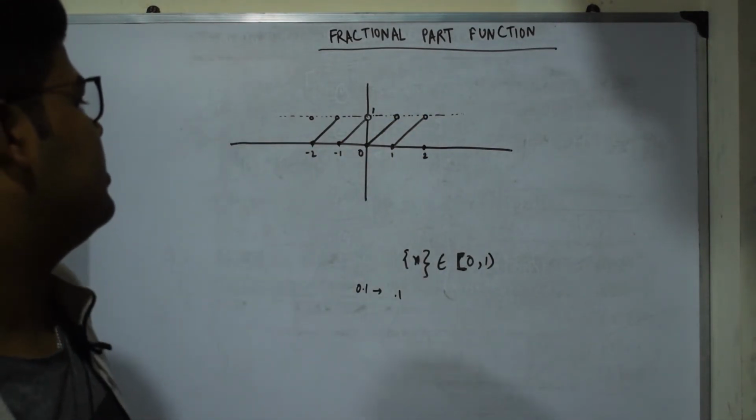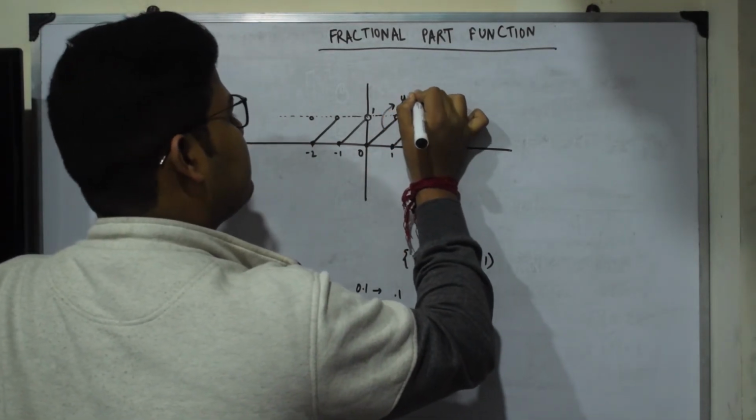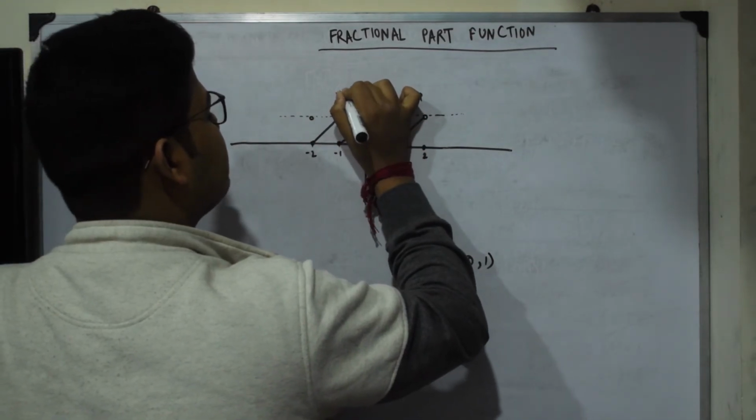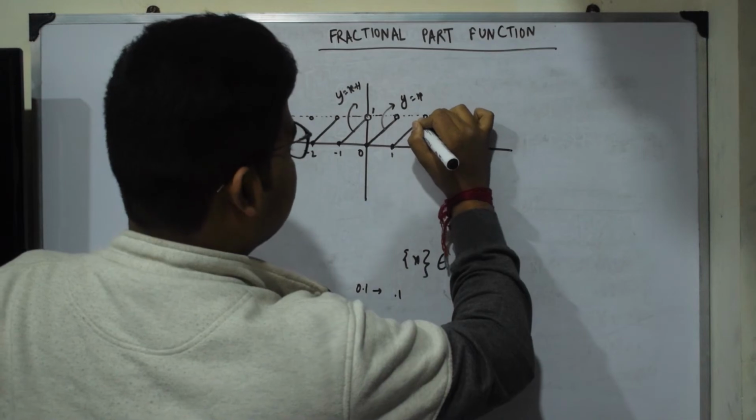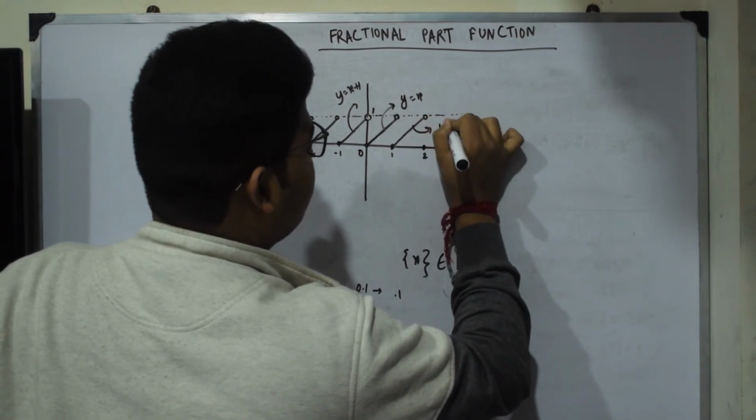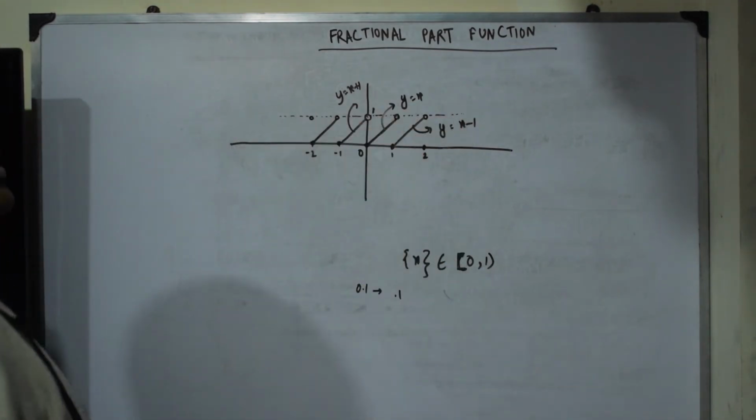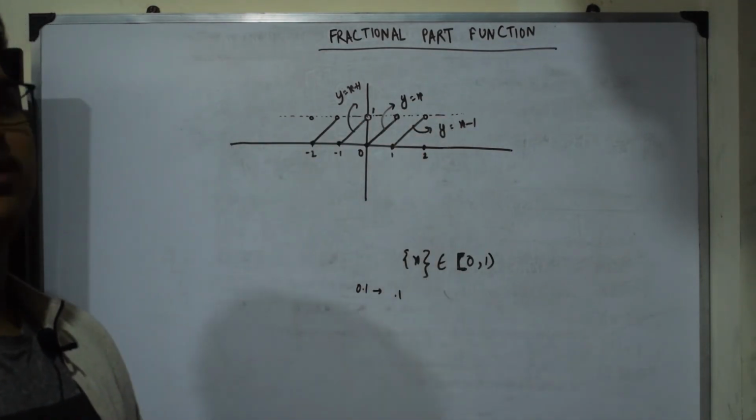Just refer to this graph also. This line is y equals x, you can see this line is y equals x plus 1, so obviously this will be y equals x minus 1, and it goes like this. Copy this one, and next we will go to the next function.